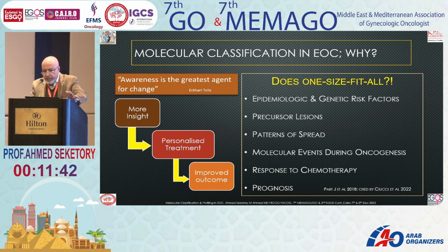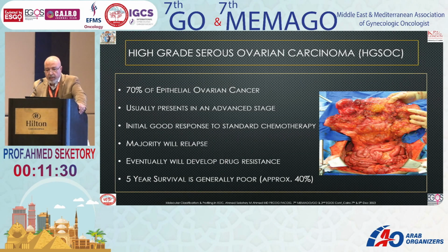So everything is different: the precursor lesions, the pattern of spread, molecular events during tumorigenesis, response to chemotherapy, and prognosis. They're all different. High-grade serous carcinoma, which is 70% of ovarian cancer, usually presents in advanced stage with an initially good response to standard chemotherapy, but the majority will relapse and eventually develop drug resistance, and 5-year survival is still a little bit less than 50%.